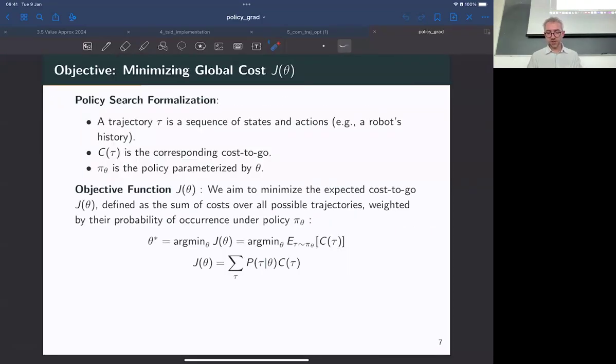The objective function, we're going to call it J, which is a function of theta. And J, you can see it here, is the expectation over the cost to go for each trajectory that you obtain when applying policy pi. Of course, depending on the policy, you're going to see different trajectories with different probabilities. And what you want to optimize is the expectation of the cost for this probability distribution over trajectories, which is induced by the policy.